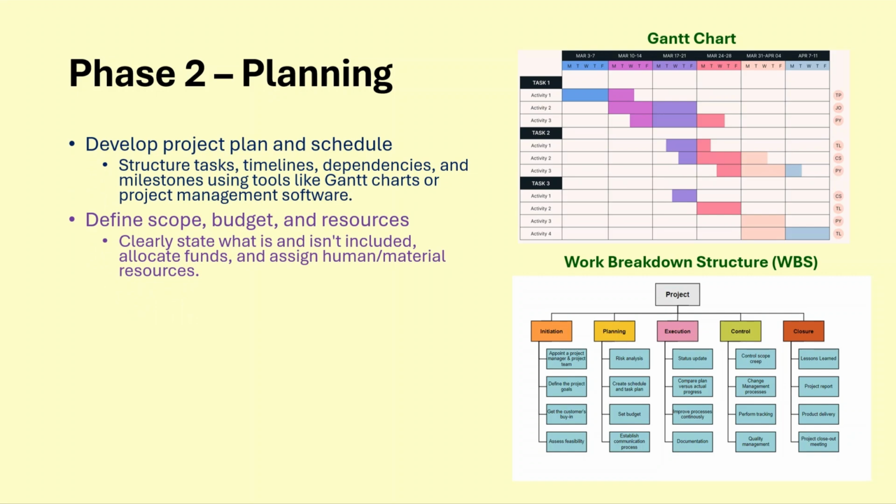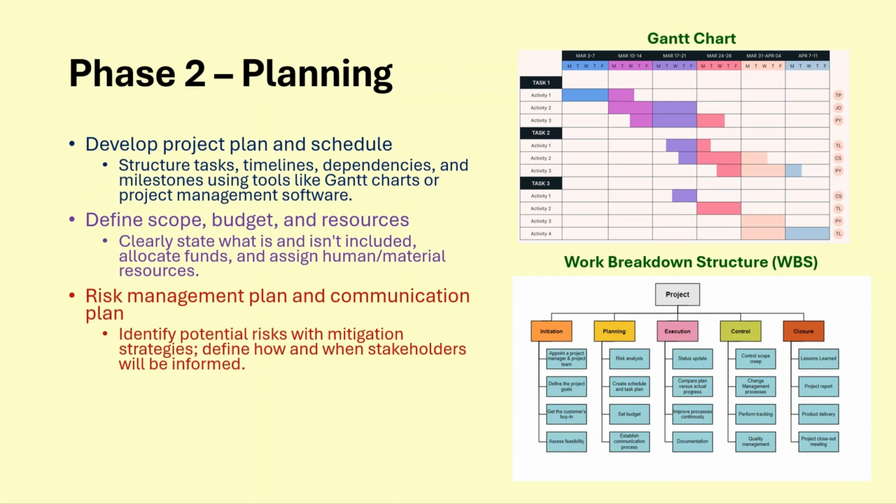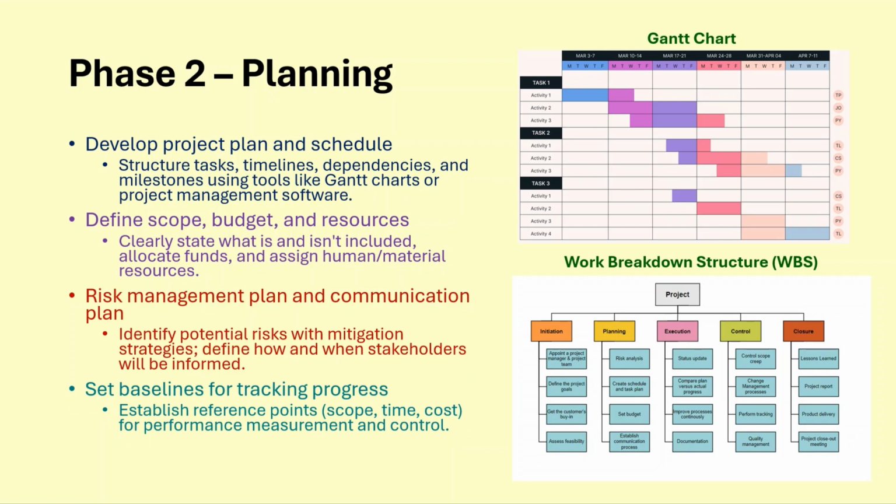necessary funds and materials. Then comes the risk management and communication plan, where we identify potential risks and set up communication strategies so all stakeholders are kept informed throughout the project. Lastly, we set baselines for tracking progress. These become reference points for scope, time, and cost so we can measure performance later.